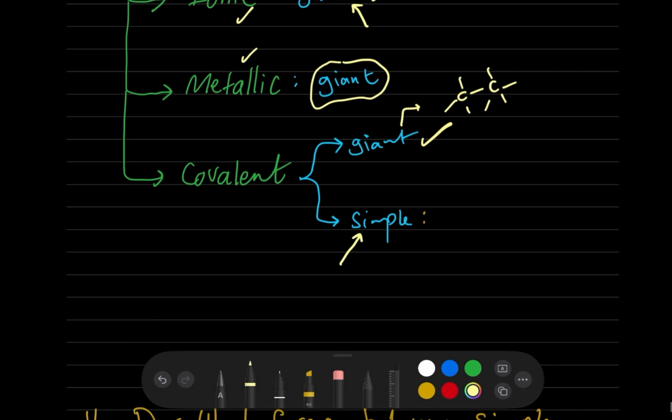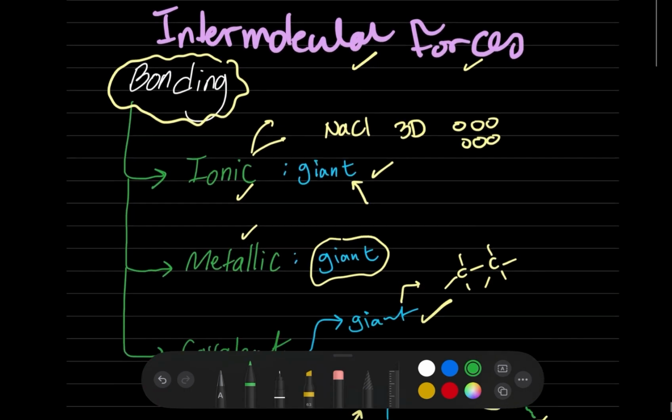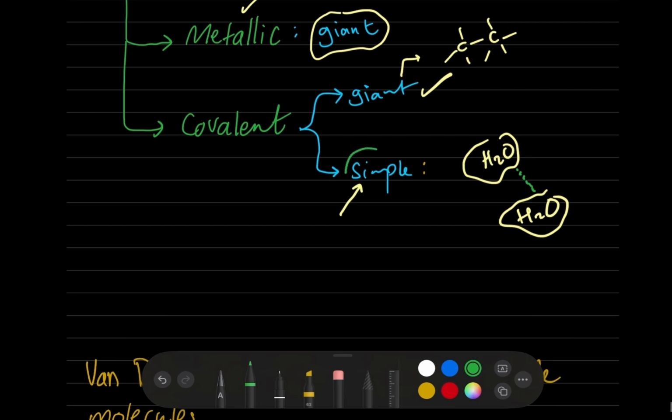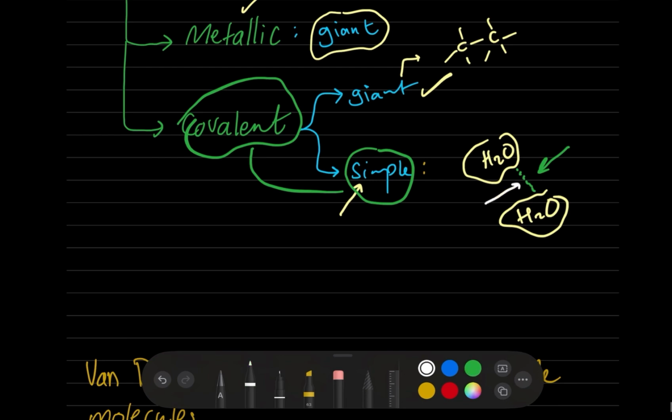But if we go to the simple molecules, I just want to give you an example of a simple molecule like a water molecule. This water molecule, and we have another water molecule. We could have possible interactions between these simple molecules, and this is the scope of intermolecular forces. So the intermolecular forces are present in simple covalent compounds and appear between molecules, not within a molecule. So technically, we're going to study this type of interaction between molecules.